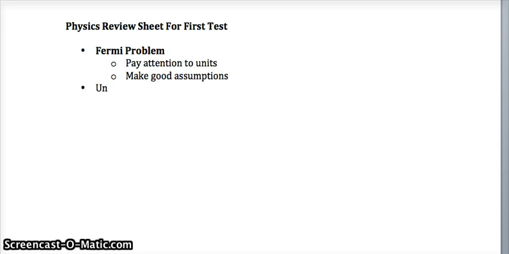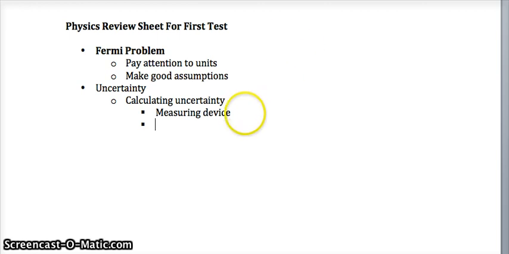Second thing is uncertainty. And that includes calculating uncertainty. So that's an uncertainty if you're using the, let's see, the measuring device, or so that would be where it's plus or minus half the smallest division.